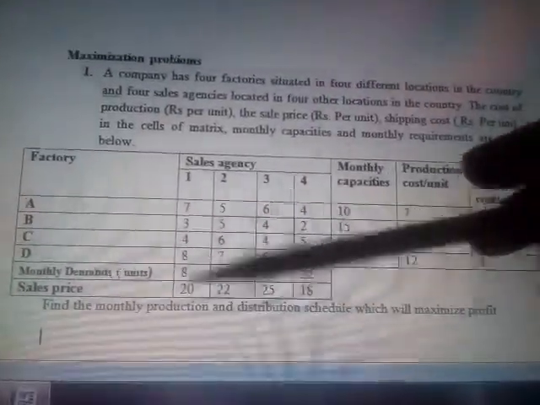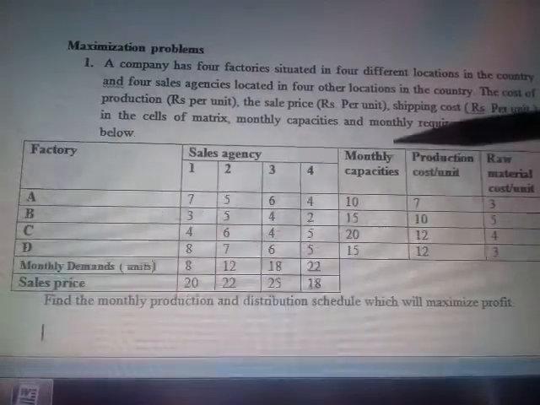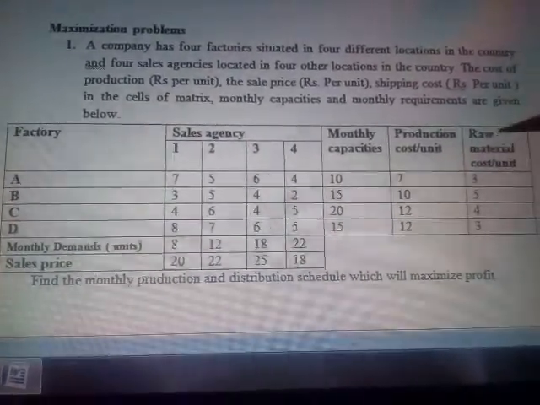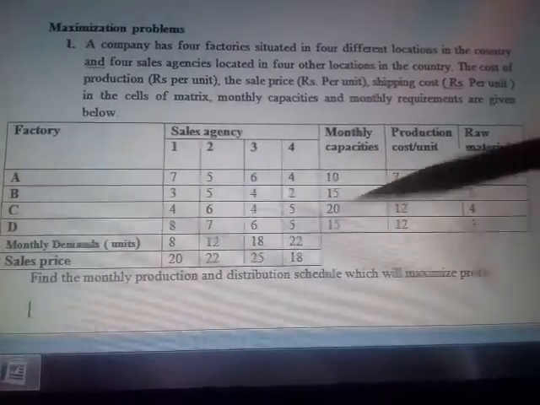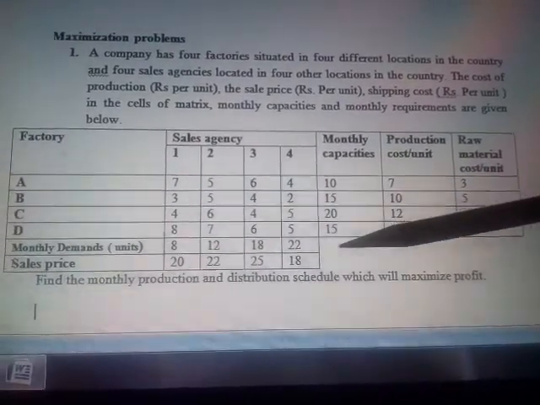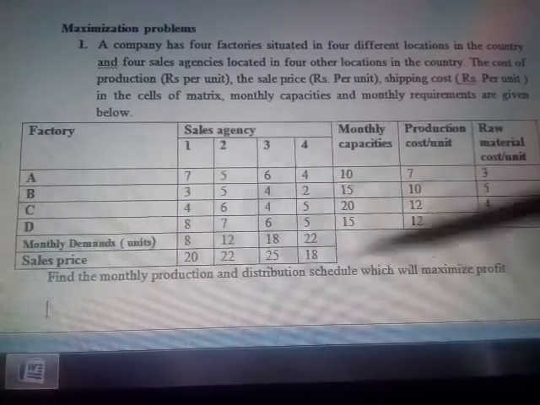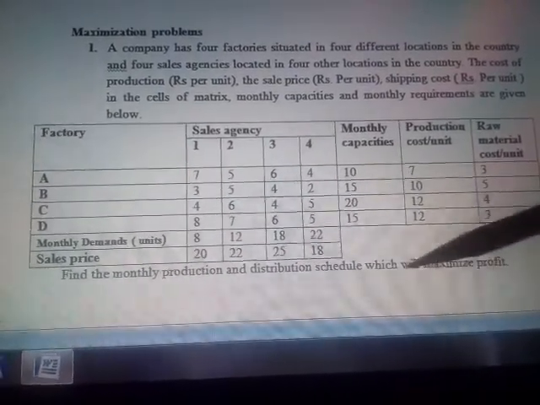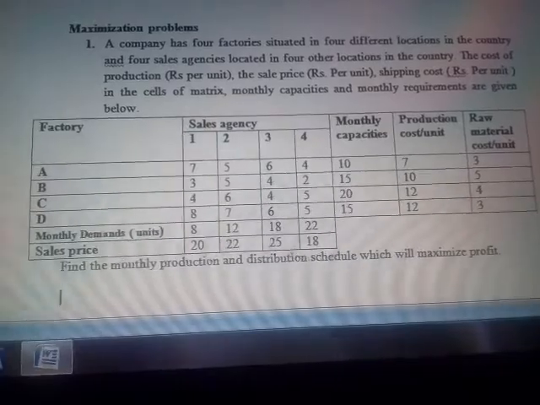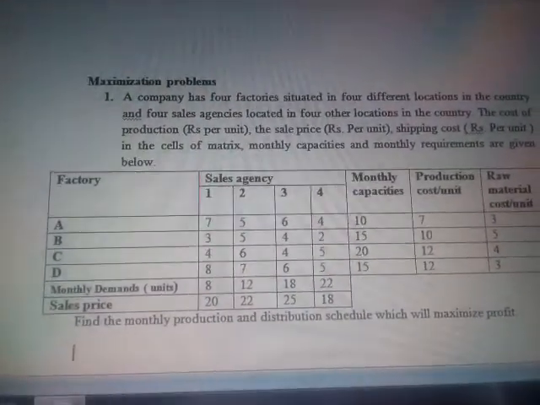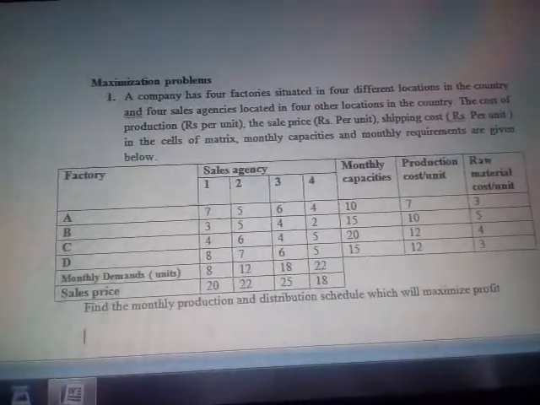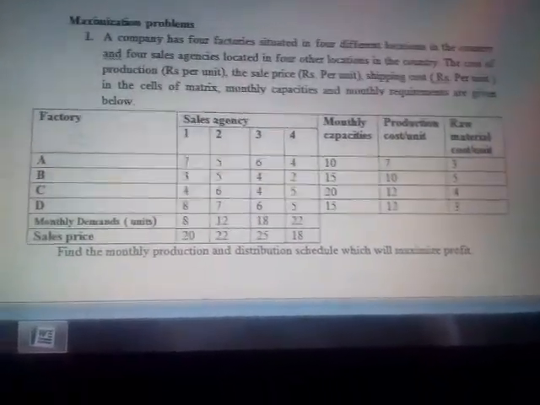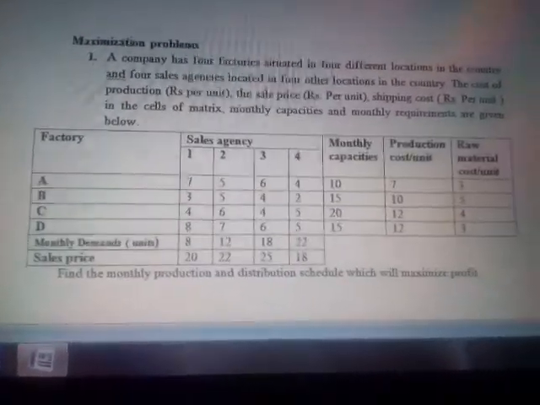This is the sales agencies data, and here it is the monthly capacity, that is the supply, production cost, and this is the raw material cost, and here this row is the demand, and this one is the sales price. Find the monthly production and distribution schedule which will maximize your profit. Okay, so this is the problem given.